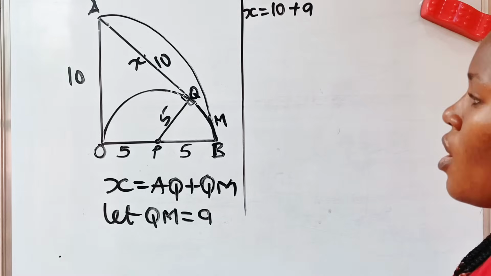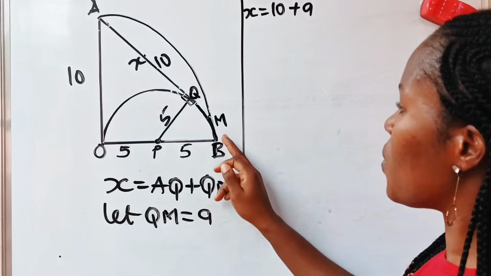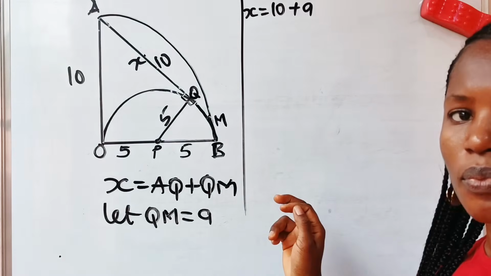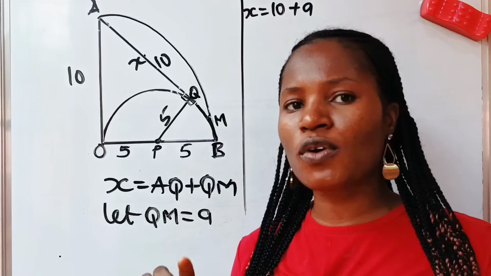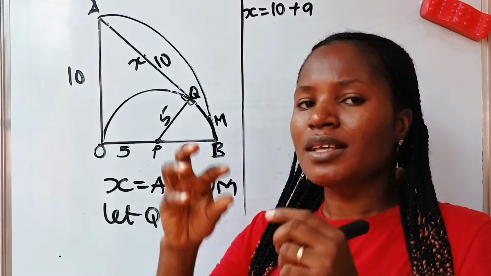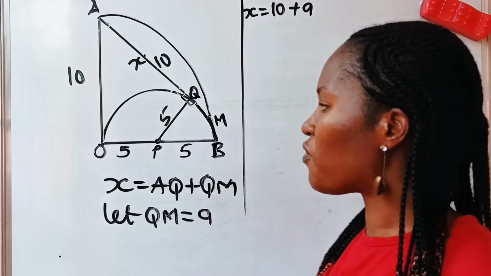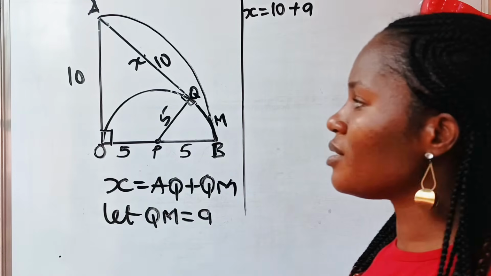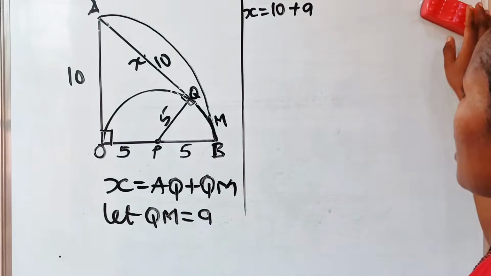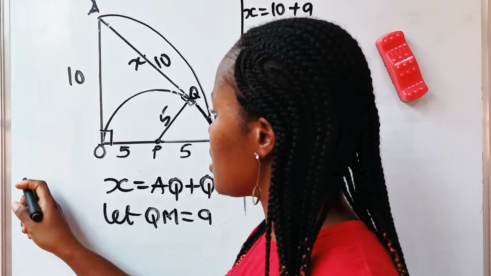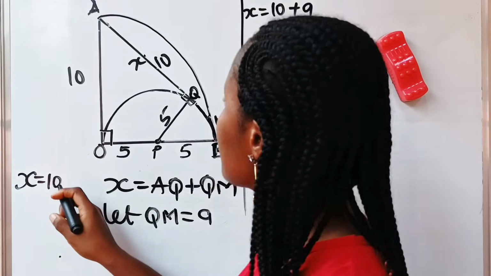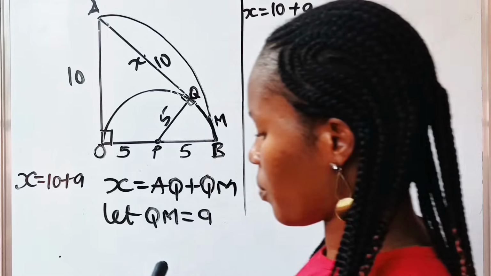Now, first of all, remember that we are told that this is a quadrant of a circle. If this is a quadrant, that is 1/4 of a circle. That means the center is 360. If we divide it by 4, that means this is 90 degrees. Okay? Now, let us extrapolate. Remember that our x is equal to 10 plus A.